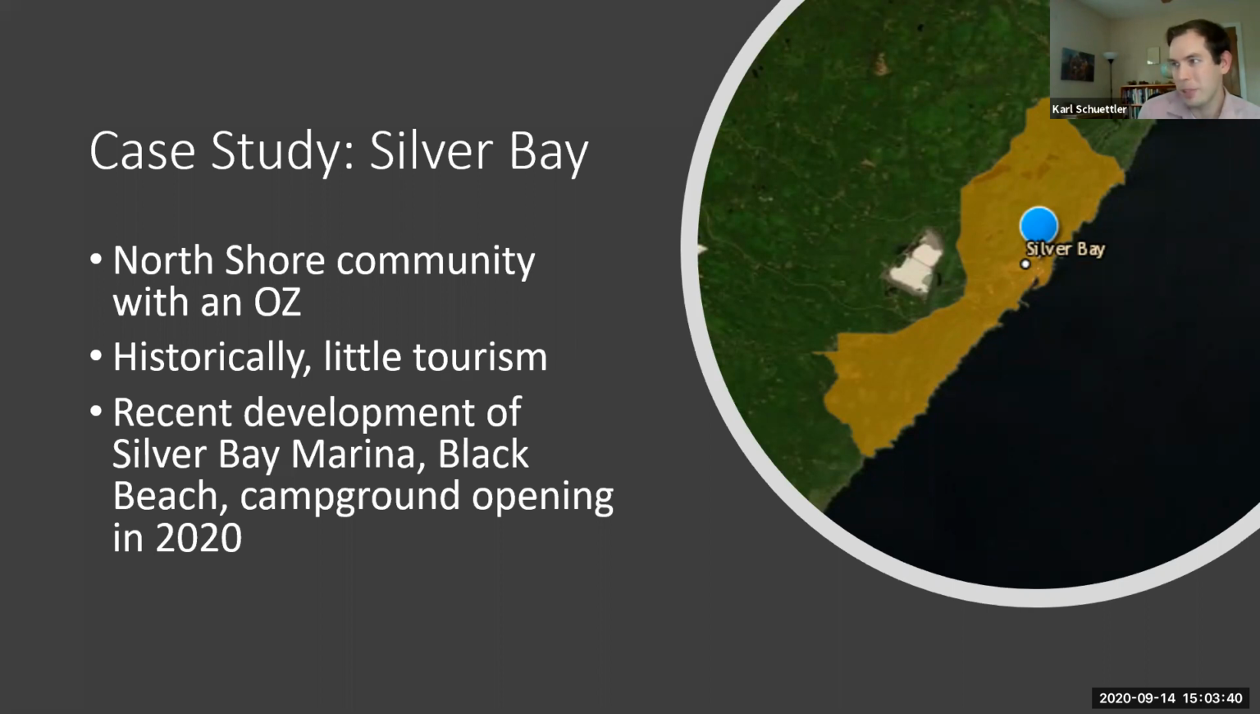So our example comes from Silver Bay here. So it's a city on the North Shore, opposite corner of the state for most of you, in northeast Minnesota. It's a town of 1,600 people, and the opportunity zone is a little larger than that, but not much. And it's one little community on the North Shore where if you drive up the North Shore, you pass through all these state parks.